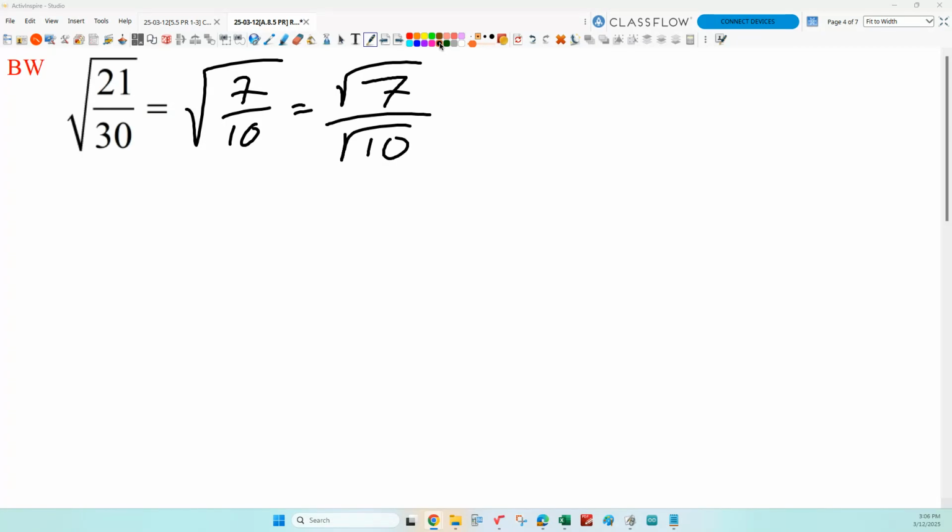Can I simplify either one of those square roots? No. There are no couples in 10 and no couples in 7, right? No perfect square factors of 10 or 7. So what do I do? Multiply by square root of 10 on top and bottom. Good. Multiply top and bottom by the square root of 10.